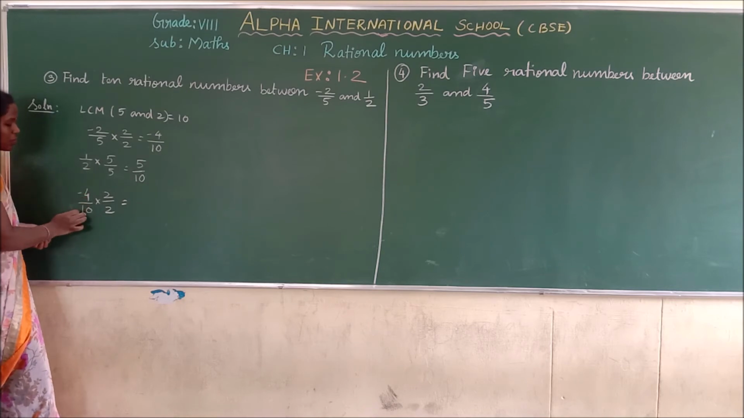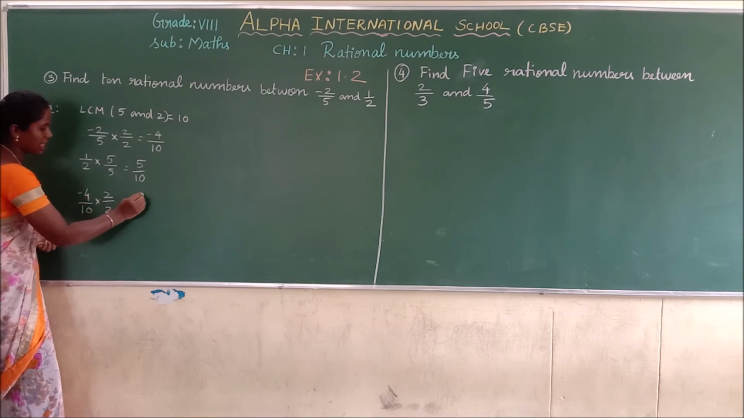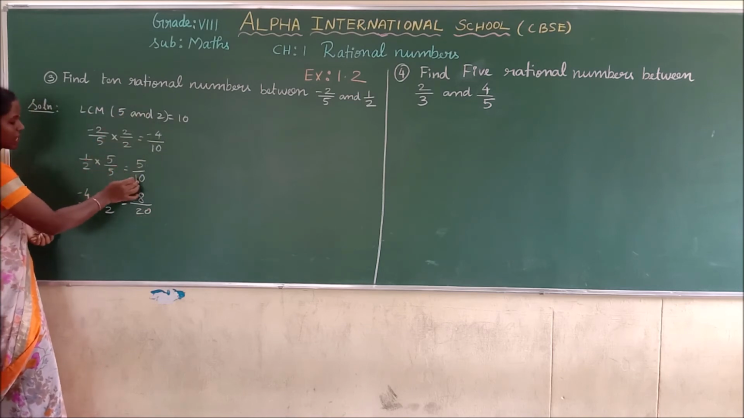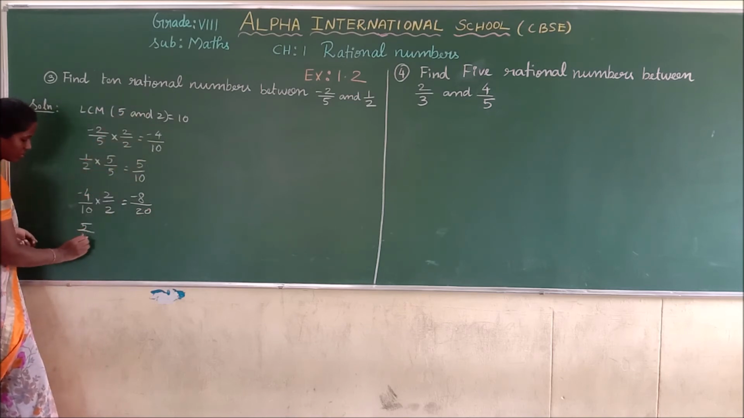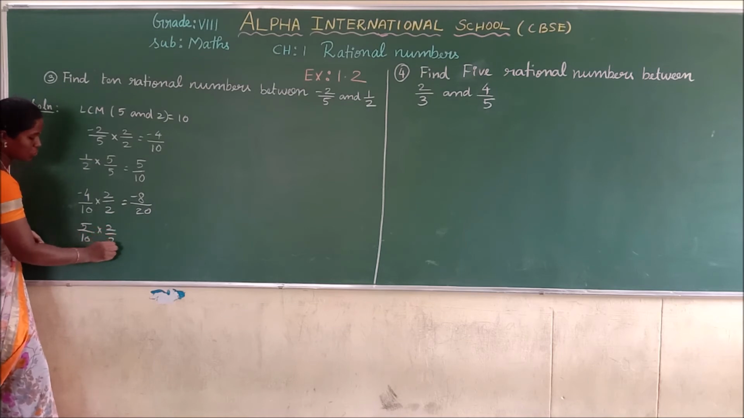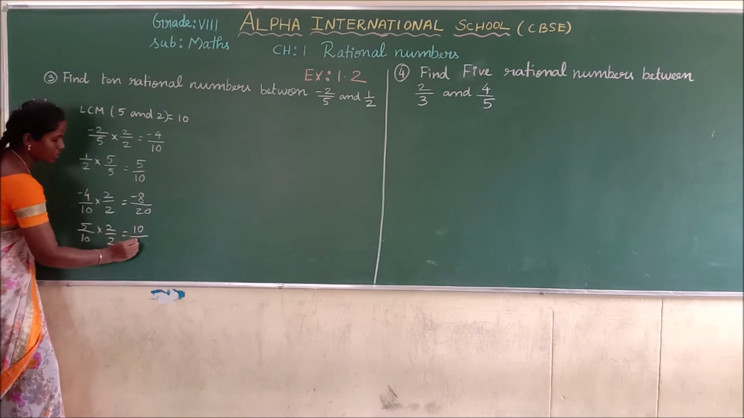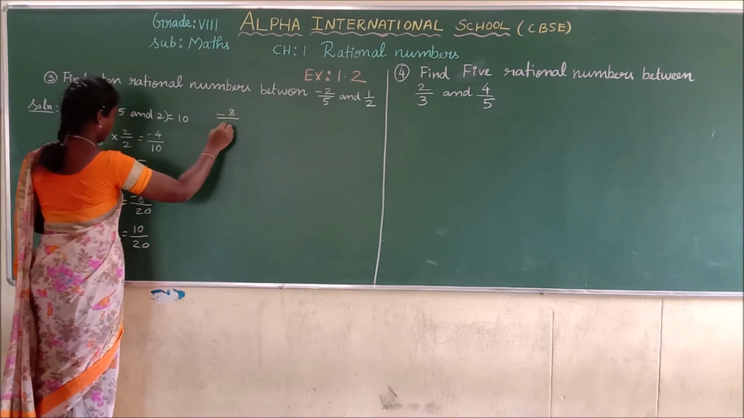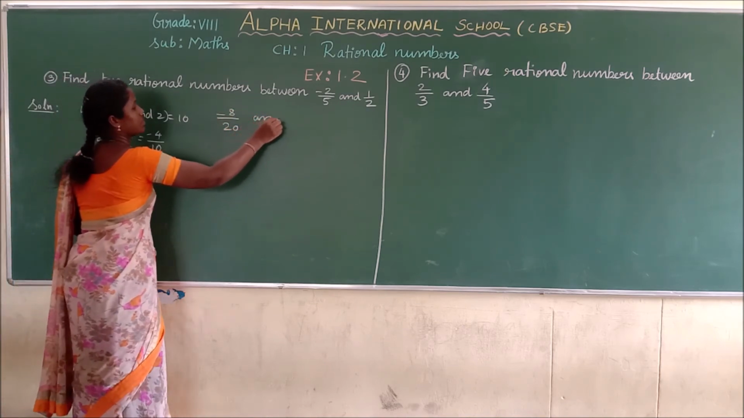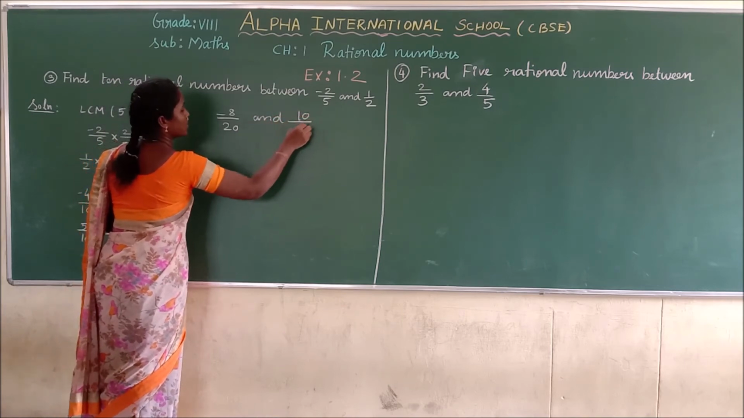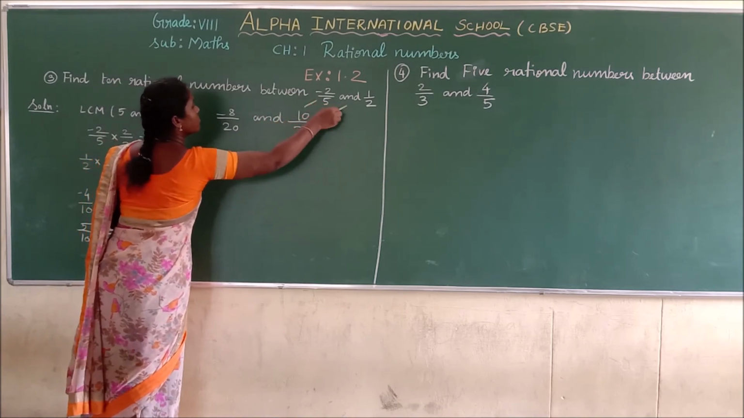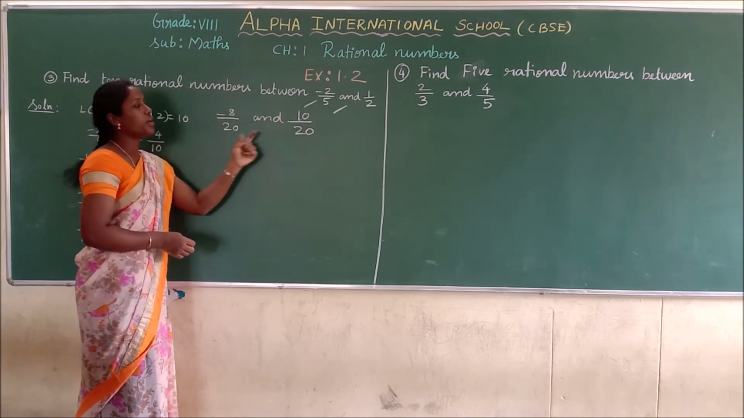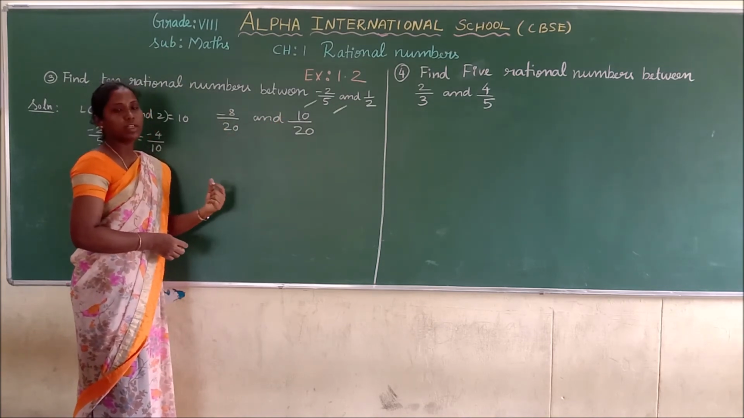So minus 4 by 10 into 2 by 2 is minus 8 by 20. The next number, 5 by 10, again into the same 2 by 2, is 10 by 20. Now see here, we are having minus 8 by 20 and 10 by 20. So the same question we have converted in the form of minus 8 by 20 and 10 by 20. Now you have to identify 10 rational numbers between these two numbers.